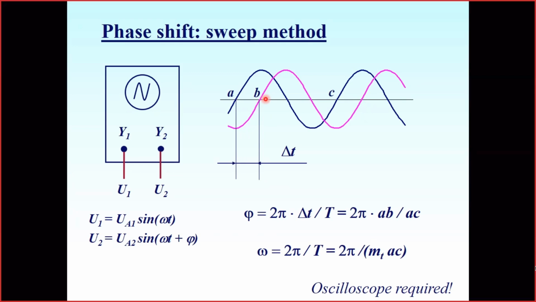Either we express this in units of radians or degrees. To express it in radians, we just take this shift, express it as a part of the period, and multiply by 2 pi. So we get it in radians. If we multiply it by 360, we get it in degrees.